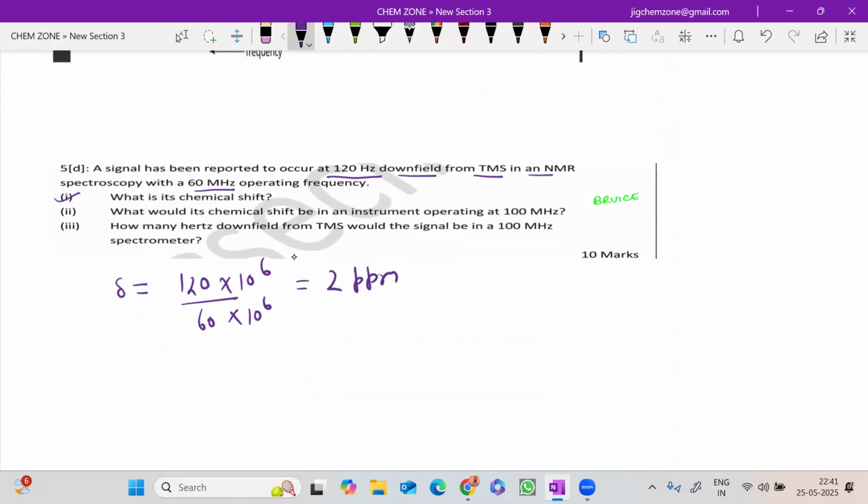so it should be 2 ppm. Correct? This is the first part. Second part, what would its chemical shift be in an instrument operating at 100 megahertz? It's too easy to handle this problem. बार बार एक ही चीज को पूछा गया है. It's like a bonus problem to all. Third, how many hertz downfield from TMS would the signal be in a 100 megahertz spectrometer?